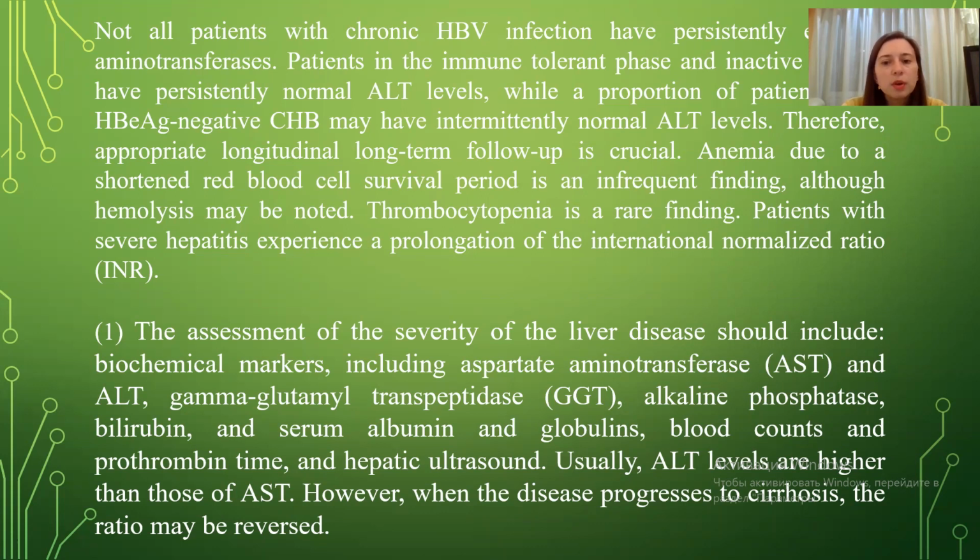Patients with severe hepatitis experience a prolongation of the international normalized ratio, INR. The assessment of the severity of the liver disease should include biochemical markers, including aspartate aminotransferase and alanine aminotransferase, gamma-glutamyl transpeptidase, alkaline phosphatase, bilirubin, and serum albumin and globulins, blood counts, and prothrombin time, and hepatic ultrasound. Usually, ALT level are higher than those of AST. However, when the disease progresses to cirrhosis, the ratio may be reversed.